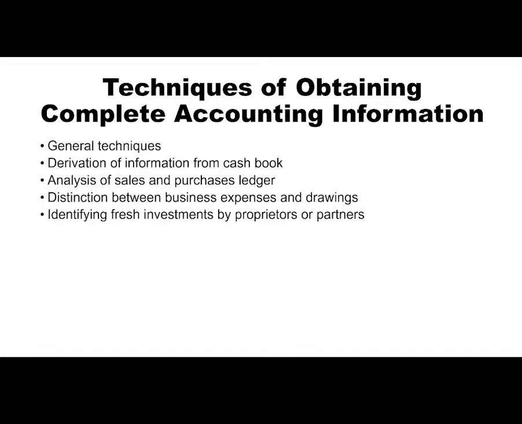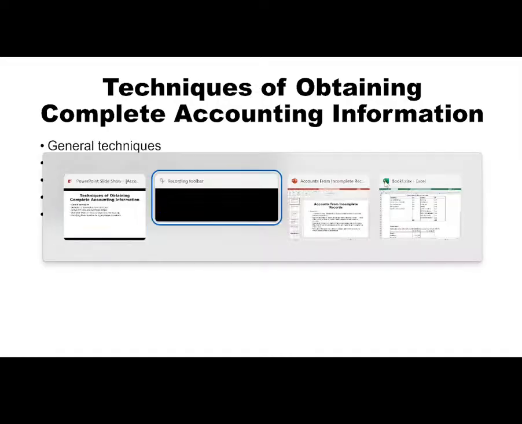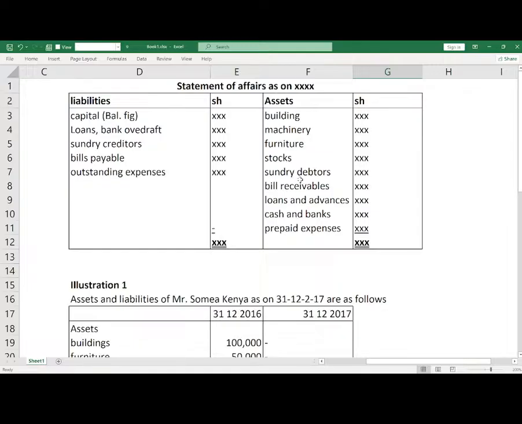Let me look at the formats of the statement of affairs. So there are these statements of affairs. We start with the title, the statement of affairs. We have two sides, the liability side and the asset side. On the left side, we are going to start with the liability, whereby we start with the capital or the balance figure. Then you have the loans, bank overdraft, the sundry creditors, the bills payable, outstanding expense. So all these are the liability sides.